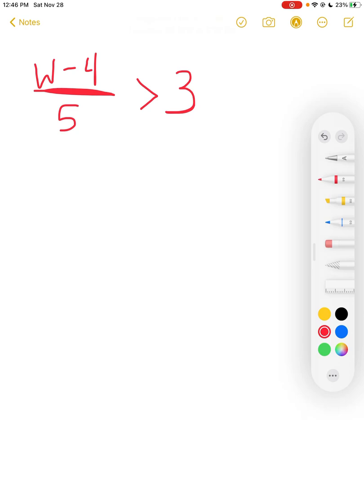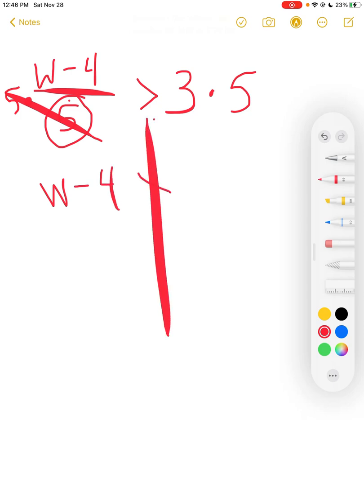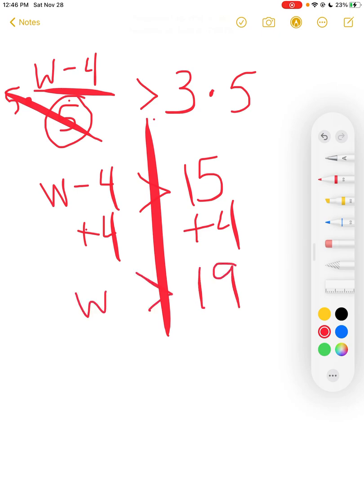Well, we can't look at the subtract 4 piece first because we have to get rid of this 5 first. It's the part that's a little bit further away. So since we're dividing by 5, to get rid of it, we need to times by 5. That cancels those 5s out. We're left with w minus 4 is greater than 15. Now we can get w by itself by adding 4 to each side, and we get w is greater than 19.